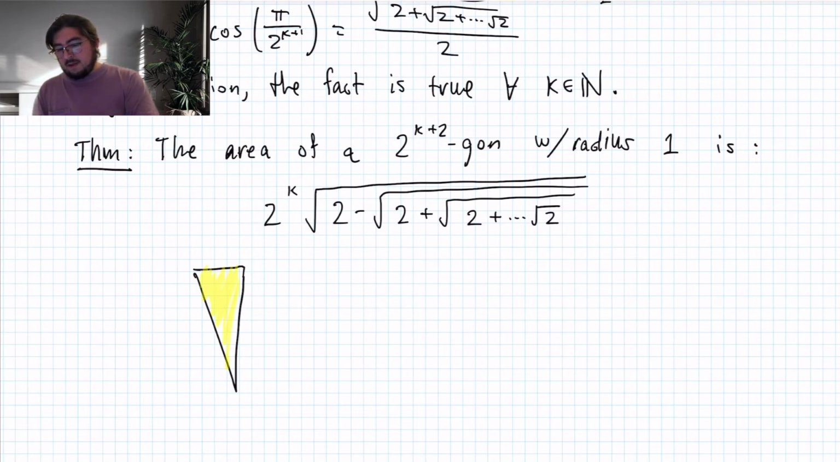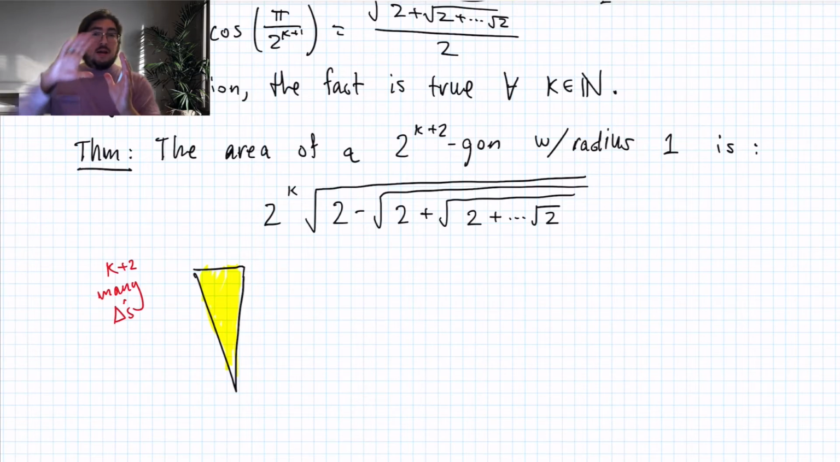Let me think about that for a second. I guess that's okay. Yeah, I guess that's fine. So there's k plus 2 many triangles. So if you had all these triangles and positioned them so you have a k plus 2 sided polygon, then there we go, that's the polygon we're after.